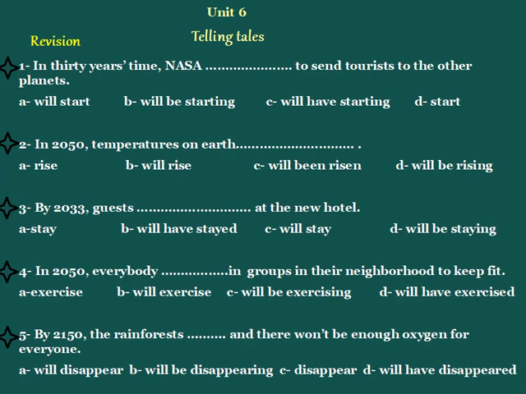So here we have choose questions to revise some grammatical rules in Unit 5. The first one: in 30 years' time, NASA space to send tourists to the other planets. So what will be your answer? We can find that the right answer is will start, will be starting, will have starting, or start. Can you guess? Here we can find that the right answer is will be starting.